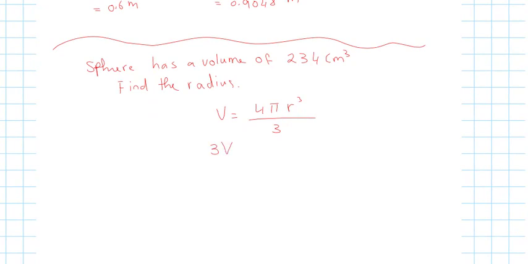Okay, so I have 3 times V equals 4 pi R cubed. Then divide by 4 pi, because I have a multiplication by 4 pi, so move it over. It's going to become 3V over 4 pi equals R cubed. Are we okay with this?